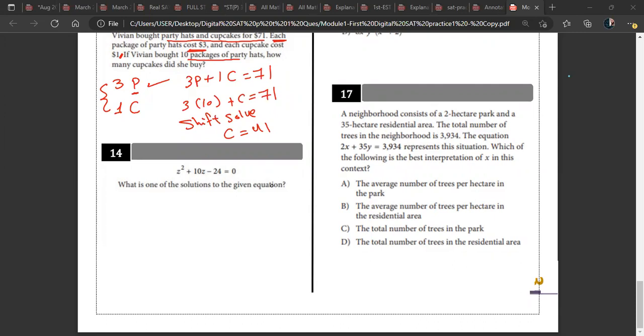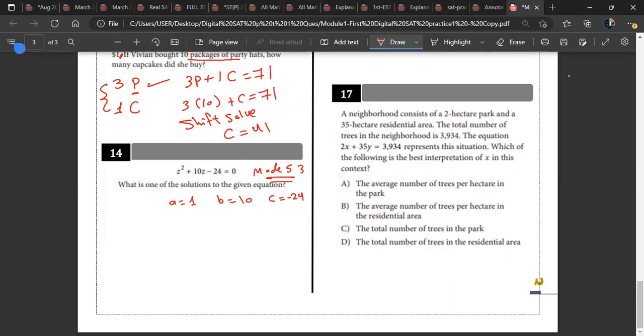The other solution, you can do by factorization, but you use that when you have section 3, the no calculator section. Now you can use direct mode 5-3. A, the coefficient of z squared, equals 1, B, the coefficient of z, equals 10, and C, the constant term, is negative 24. Use mode 5-3 on the calculator like this.